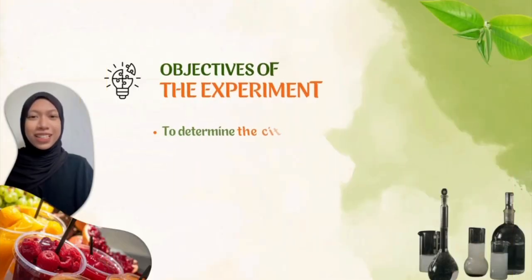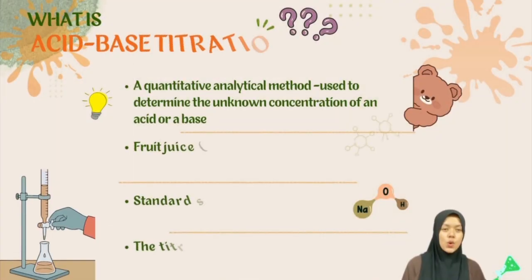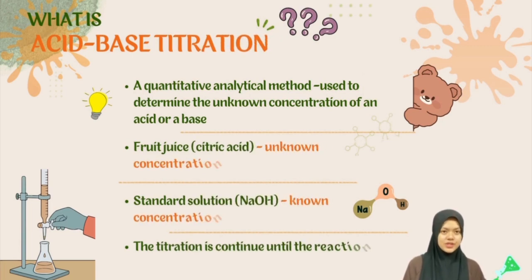The objective of this experiment is to determine the citric acid content in fruit juice using acid-base titration. To understand how this determination is carried out, the next presenter will explain more about the principle of acid-base titration method. So next, what is acid-base titration?